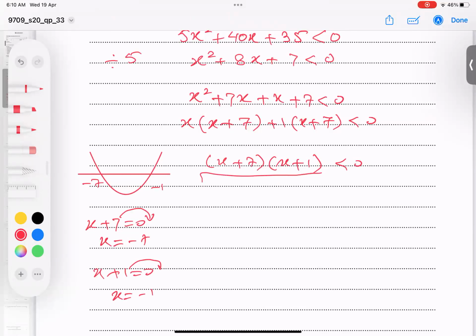And how to read this: it is called less than, and if less than comes, we always go inside. If it comes bigger than, then I will make the arrows outside. I hope it is clear. And how to read the statement: x value is less than -1 and bigger than -7. I hope the point is very, very clear.